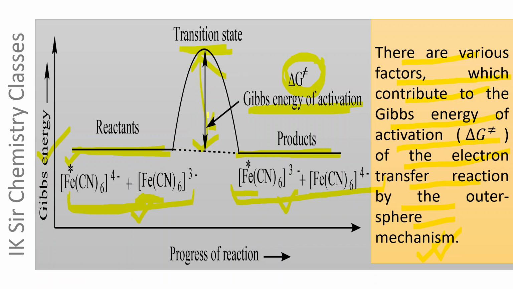And there are various factors which affect the value of delta G‡, that is Gibbs energy of activation, and that is the rate of reaction. There are various factors which affect delta G‡ and the rate of electron transfer reaction taking place by outer sphere mechanism, and these factors will be discussed in lecture number 2 of this topic.